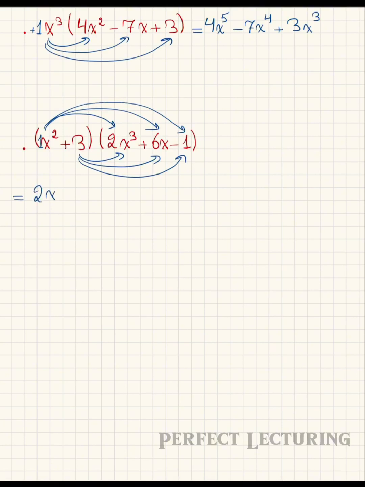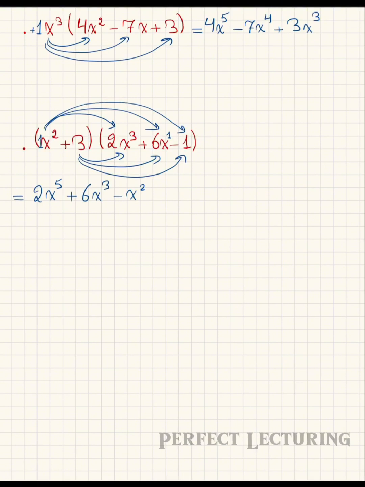And x squared times x cubed becomes x to the power of 2 plus 3, that is 5. Then 1x squared times 6x, that is 1 times 6 is 6, and x to the power of 2 times x to the power of 1 becomes x to the power of 3. 1x squared times negative 1, that is a negative x squared. We are done with the x squared.